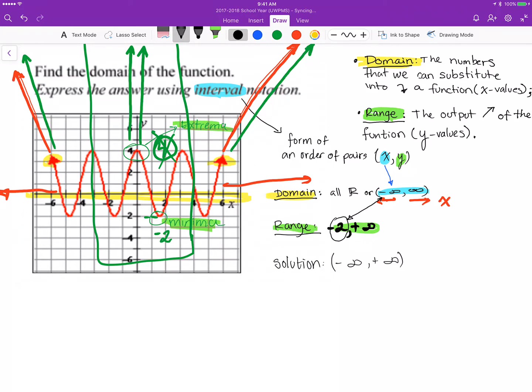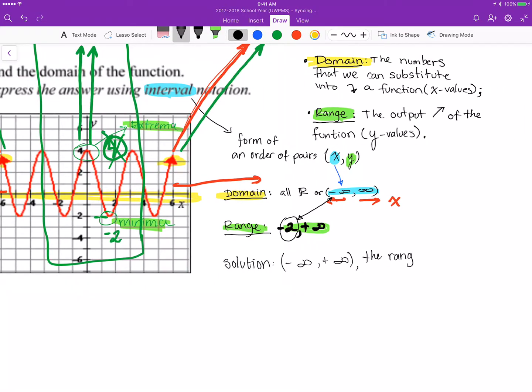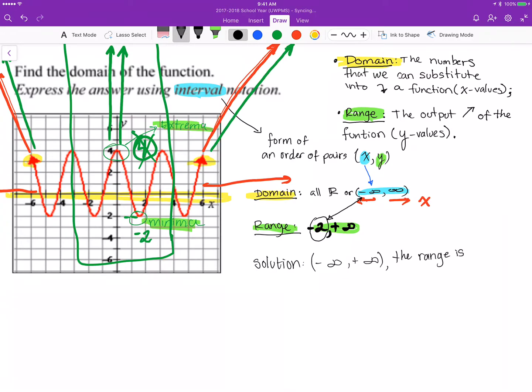Again, the restriction will be that the range. The range is from -2 to positive infinity.